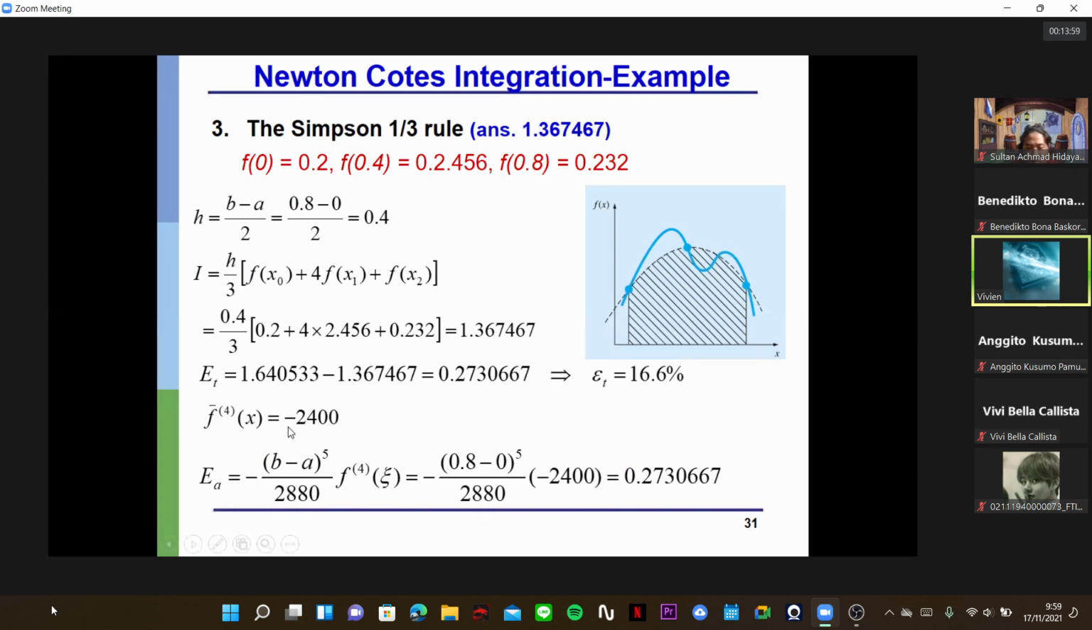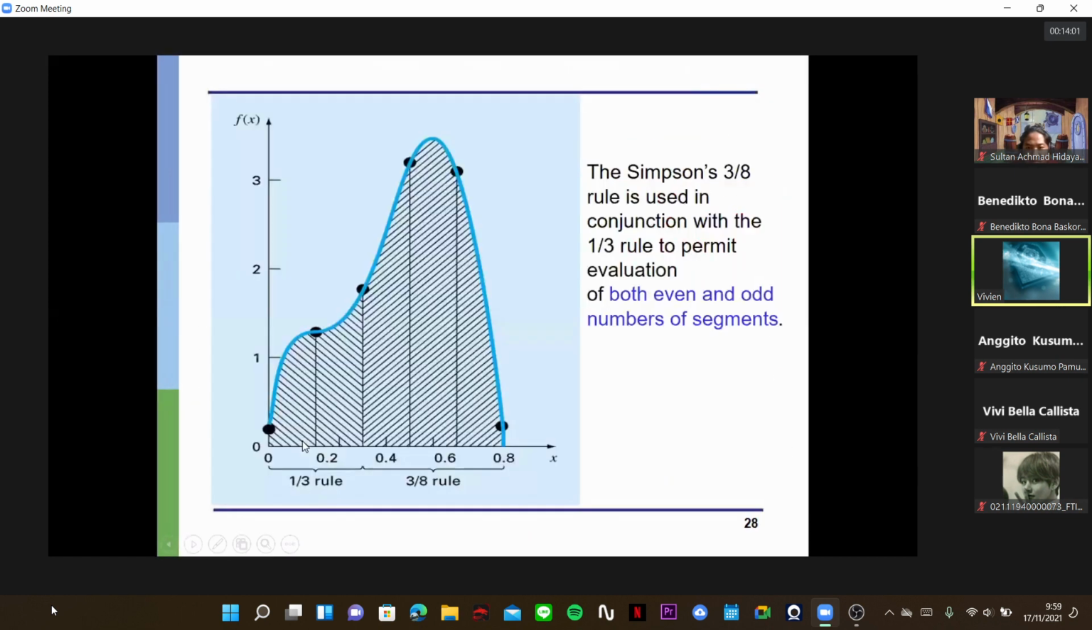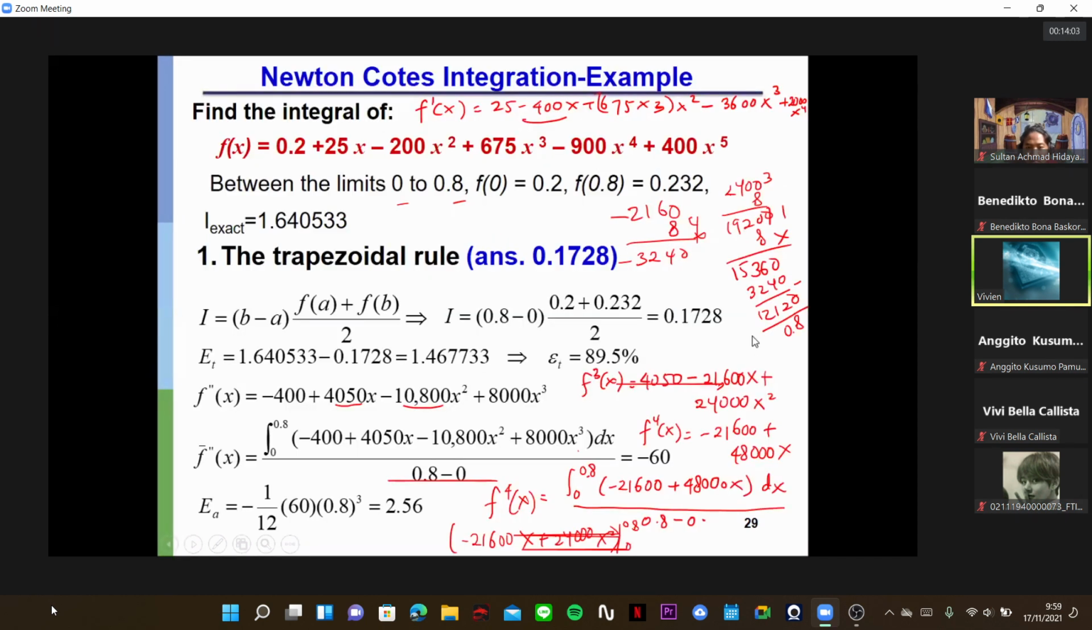So that should be 12. So the value is not the same, yeah? Yeah, it's not the same. It should be 12,120 divided by 0.8, isn't it? Now you can check that again. So what about this one? Have you tested with this one? Is it correct?